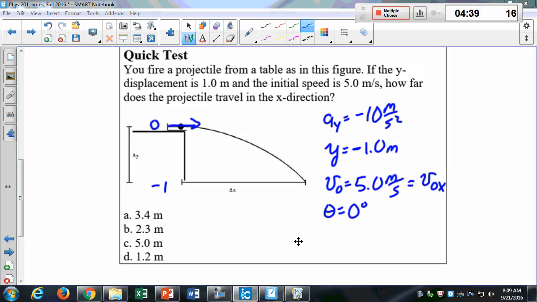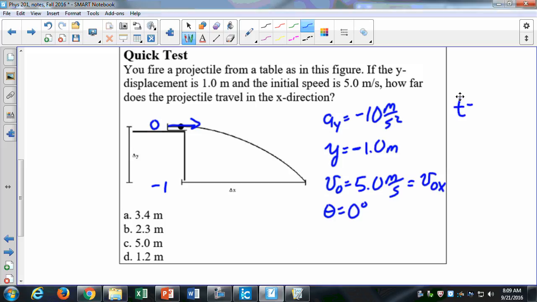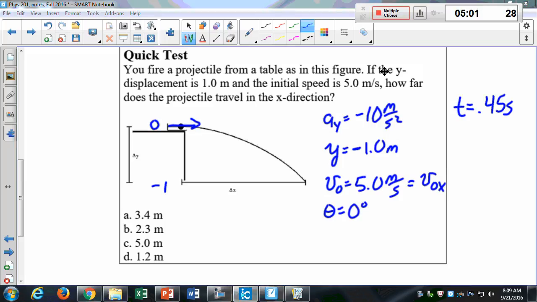Alright, we'll do about 15 more seconds. And compare your answers if you like. I've already said that the t is 0.45 seconds. I'll show you how to get that. I'm going to stop at 5:10.